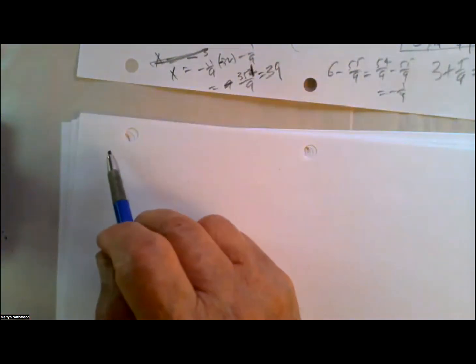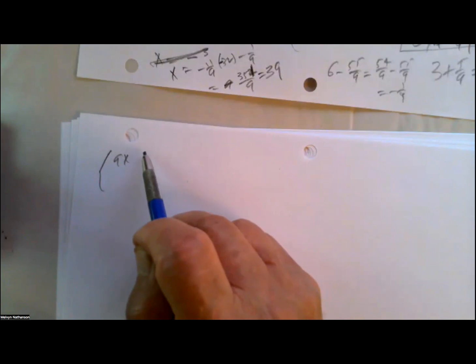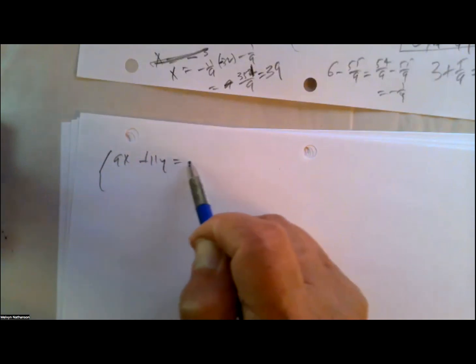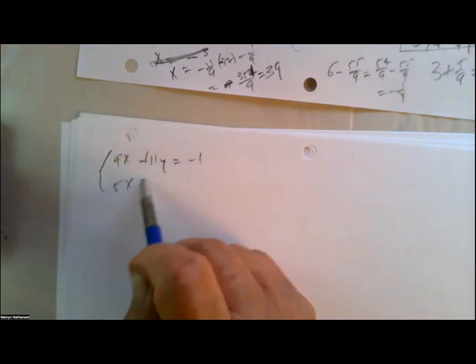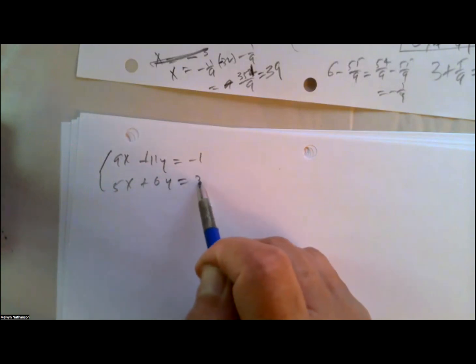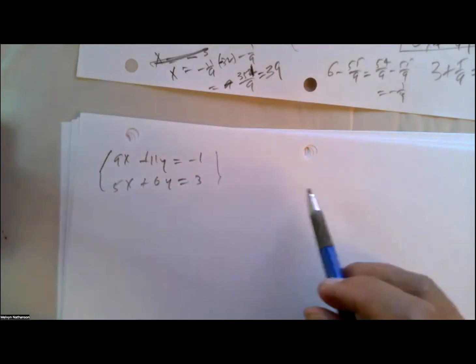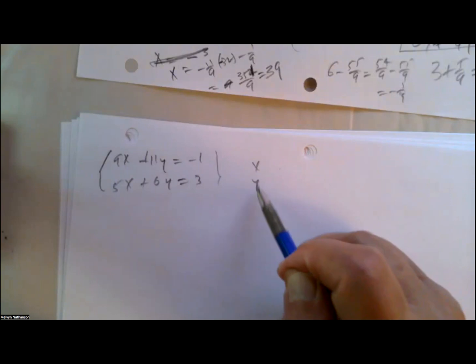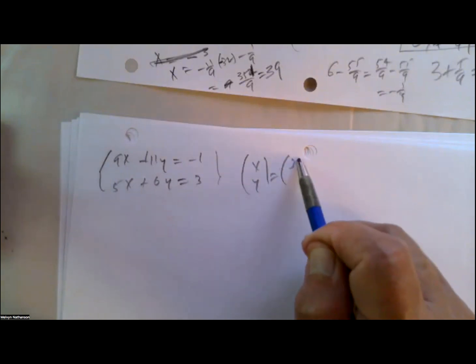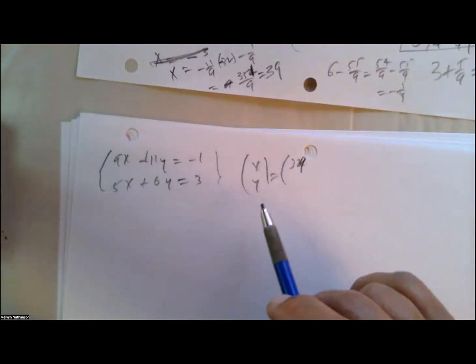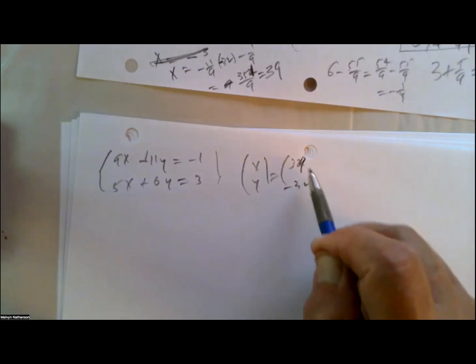So what my calculation has done is the following. I have the system 9x plus 11y equals -1, 5x plus 6y equals 3, and I claim the solution is x, y equals 39, minus 32.